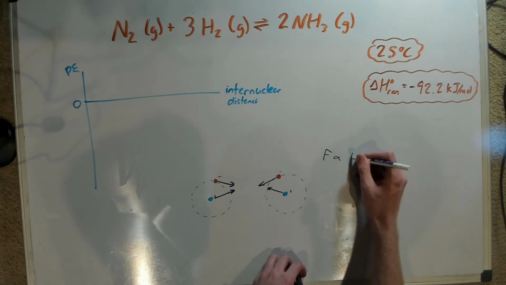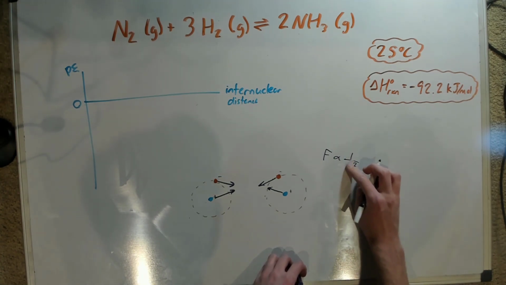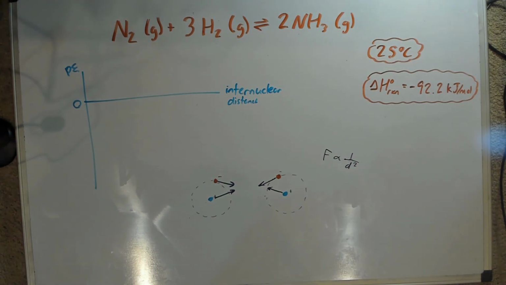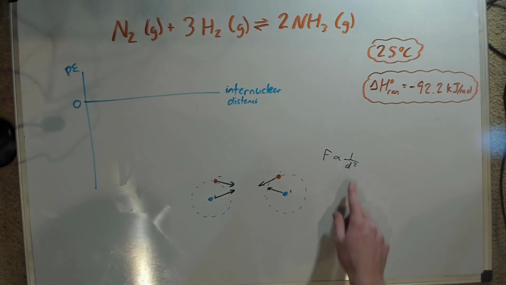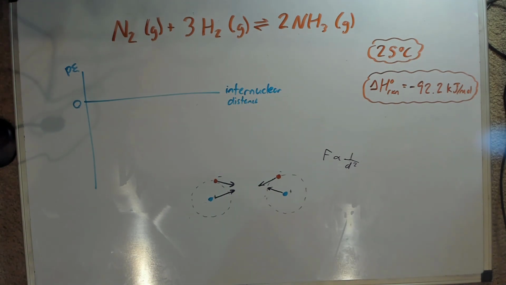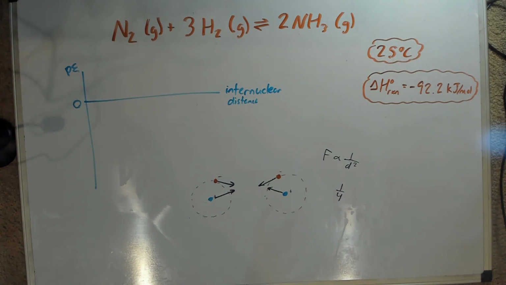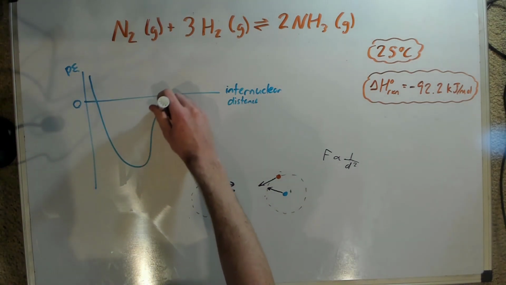Just know that the force is proportional to 1 over the distance squared. That means every time you increase the distance, the force decreases by 1 over the distance change squared. So if this distance goes from 2 to 4, you will see a drop in the force of 1/4 because the distance increased by a factor of 2. That may explain why this graph is very curvy.